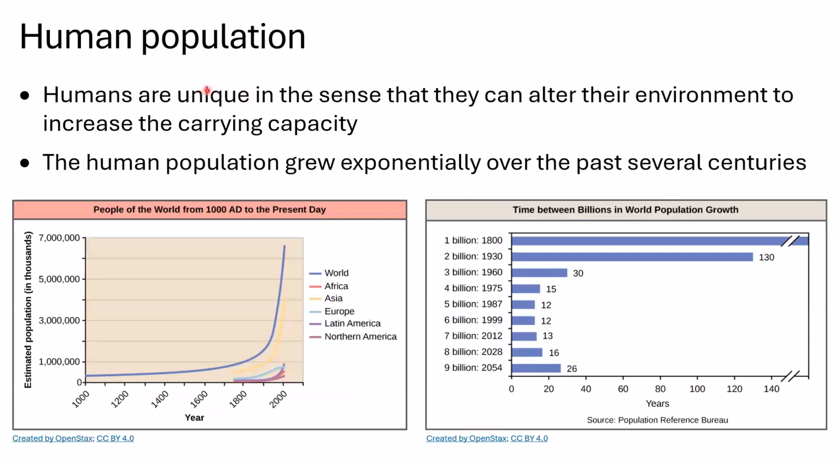Humans are unique in the sense that we are capable of increasing our carrying capacity by altering our environment, leading to exponential growth over the course of several centuries. Although the growth rate is beginning to slow down, the human population is still growing very quickly. As of 2024, there are approximately 8.1 billion people, and it's projected that we will reach 9 billion around 2050.